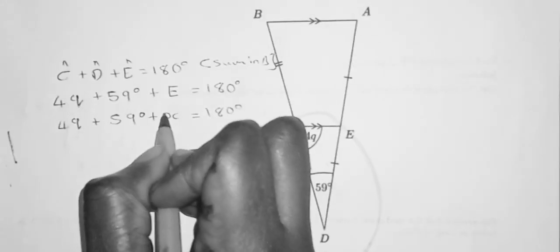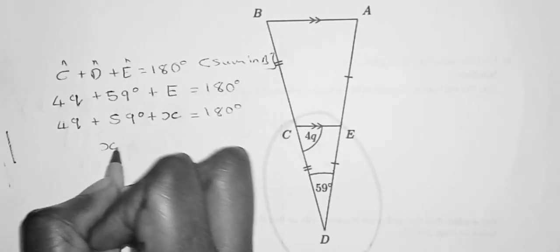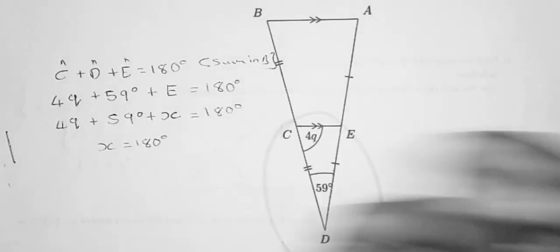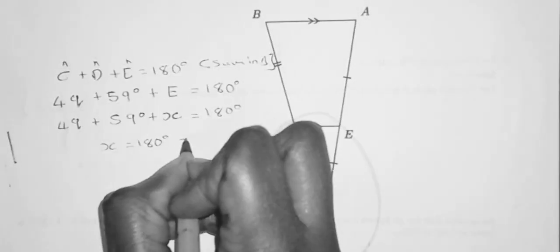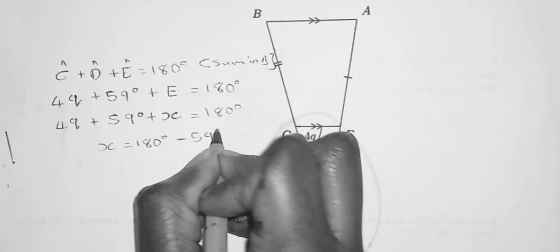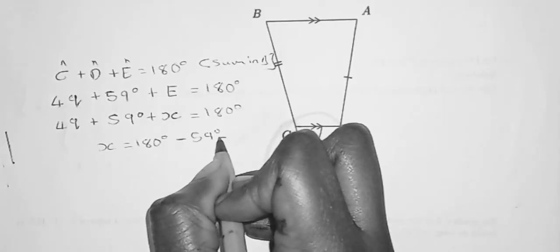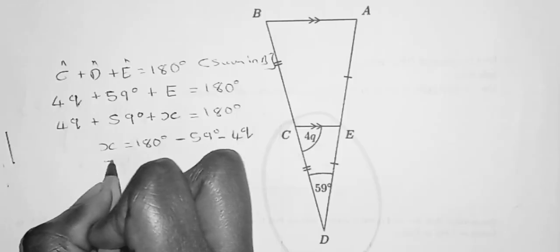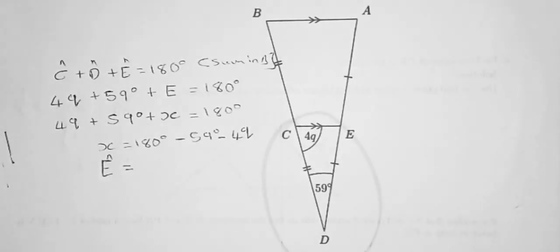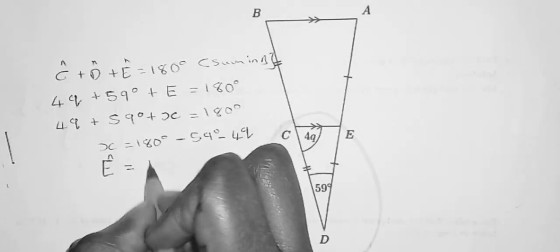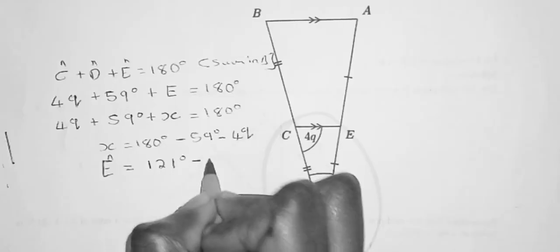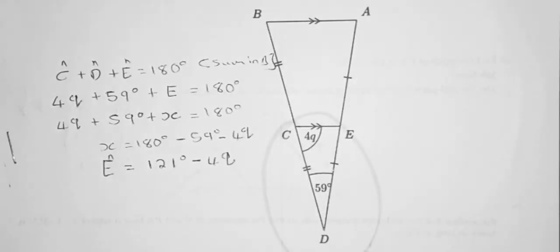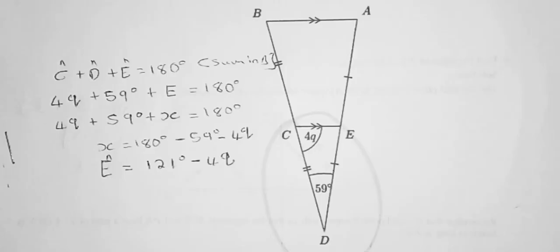We want this X. So X is equal to 180 degrees minus 59 degrees minus 4Q. Angle E is equal to 180 degrees minus 59 degrees, which gives 121 degrees minus 4Q. We are done finding the angle E in terms of Q, which is 121 degrees minus 4Q.